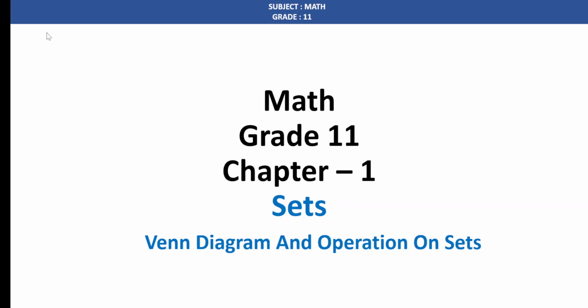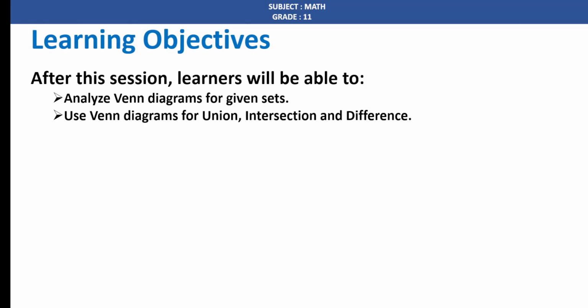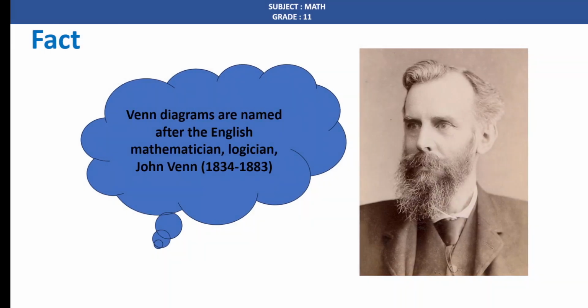Hi all, let's start Maths grade 11, chapter 1, sets, subtopic Venn diagram and operational sets. Learning objectives. After this session, learners will be able to analyze Venn diagram for given sets, use Venn diagrams for union, intersection and difference. Fact. Venn diagrams are named after English mathematician logician John Venn.